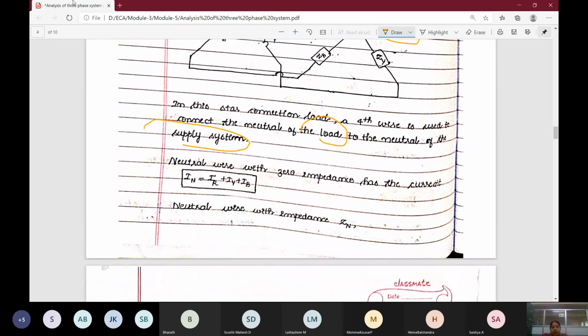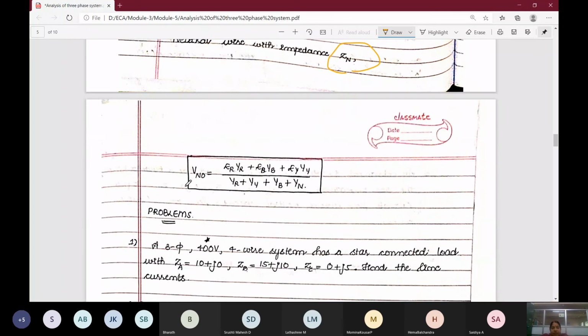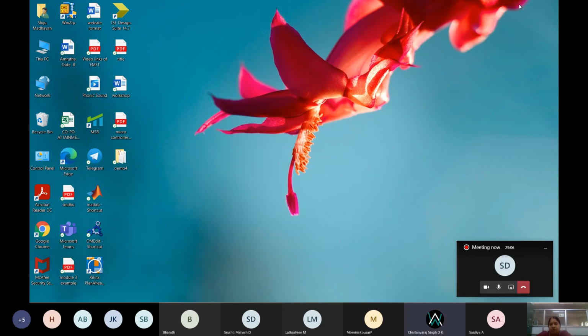And one more thing, the neutral wire with zero impedance has the current IN equal to IR plus IY plus IB, that is, the currents from the R, Y and B terminals are added. For a neutral wire with impedance Zn, the same formula is used. Here the neutral formula will be used, that is VNO is equal to ER/ZR plus EB/ZB plus EY/ZY, divided by all the admittances plus the neutral admittance.